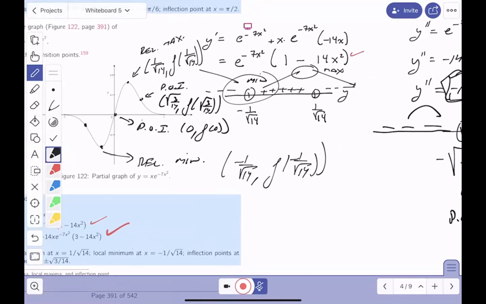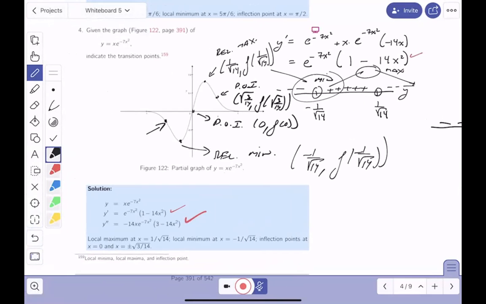All right. What's this thing over here? Point of inflection. And that's going to be minus the root of 3/14, comma, F of minus root 3/14. All right, let's take a look and let's see if we've done it.